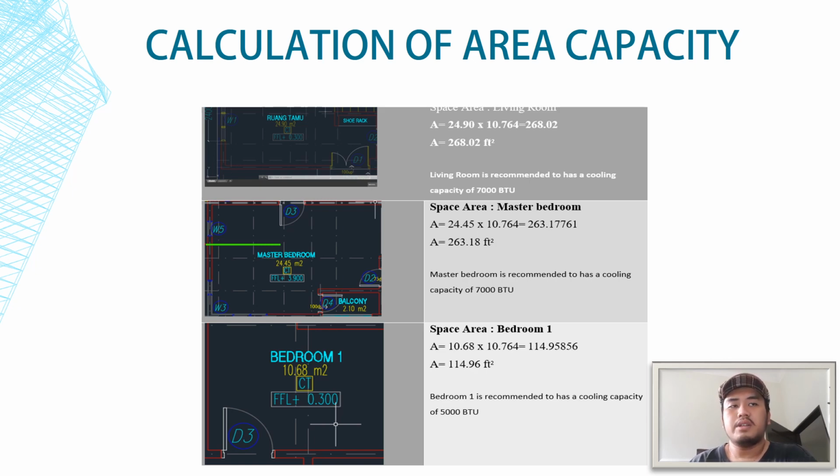The second one is the master bedroom. The master bedroom comes with an area of 263.18 square feet. So the master bedroom also requires a cooling capacity of 7,000 BTU. And the last one, bedroom 1, the area is 114.96 square feet. So bedroom 1 is recommended to have only 5,000 BTU of cooling capacity.